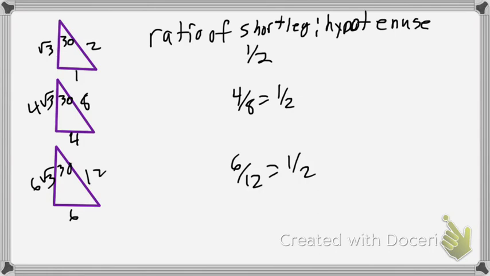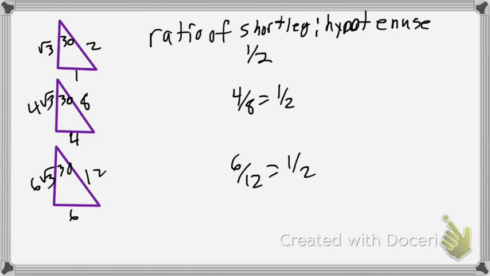So here I have 3 30-60-90 triangles. Okay, so 1, radical 3, 2; 4, 4 radical 3, 8; and 6, 6 radical 3, 12. Now notice that the ratio of the short leg to the hypotenuse in all of them is 1/2, which we'd expect because of similarity. So this is just an application of the triangle similarity that we've already done.